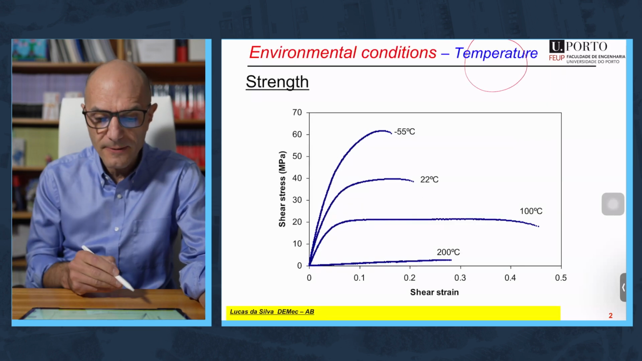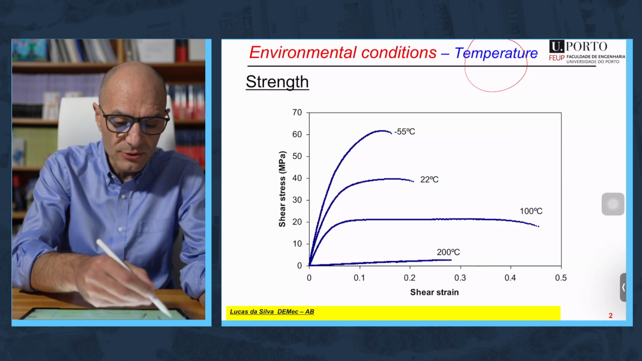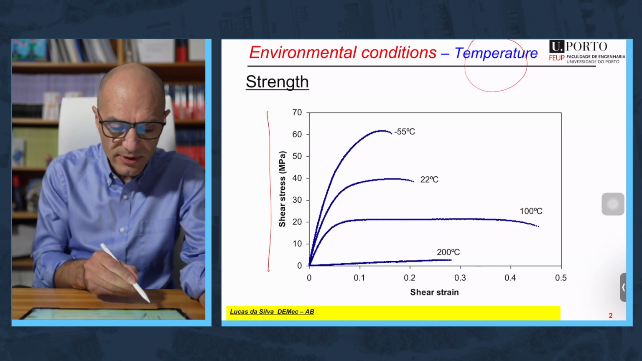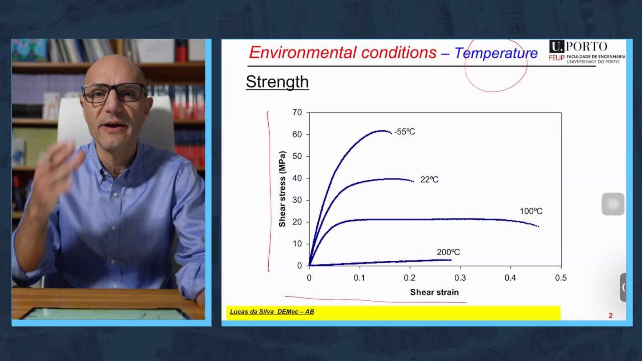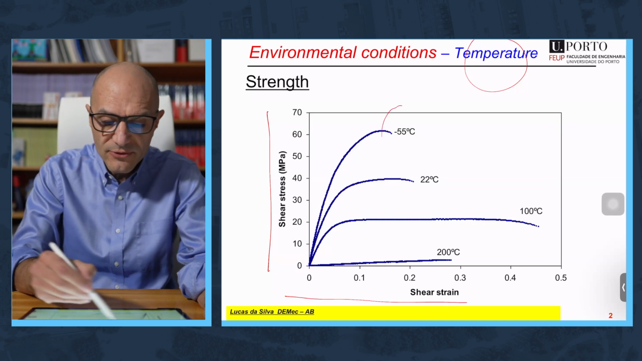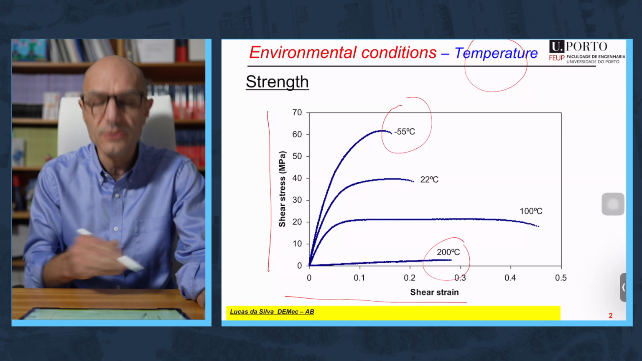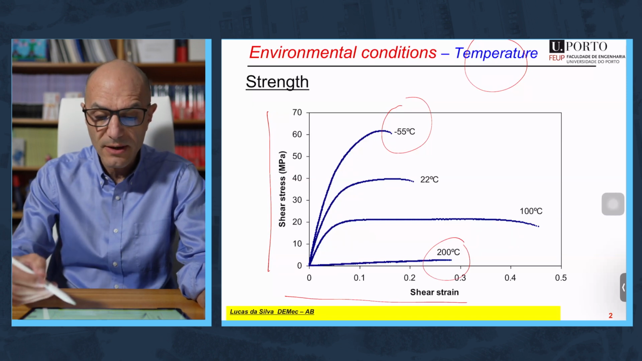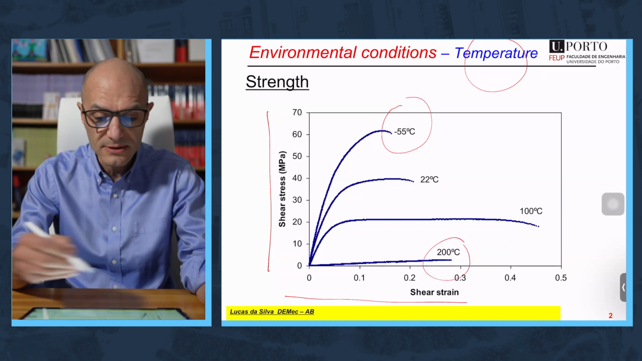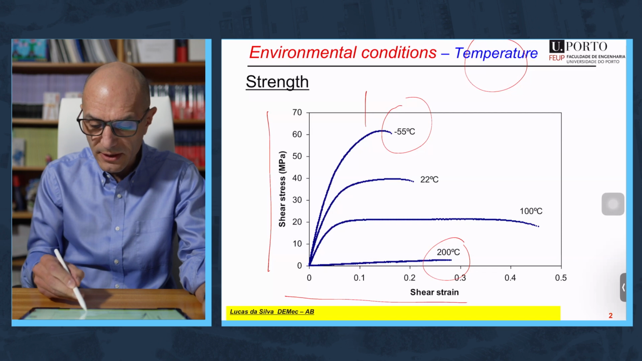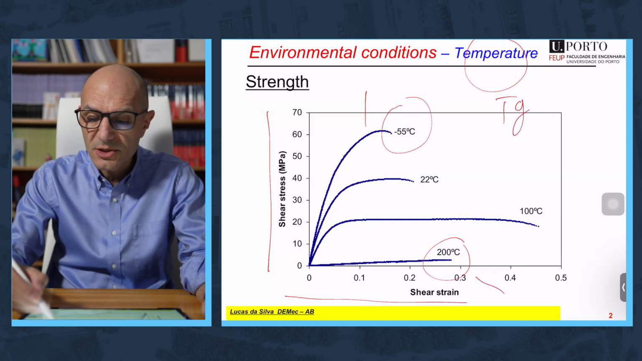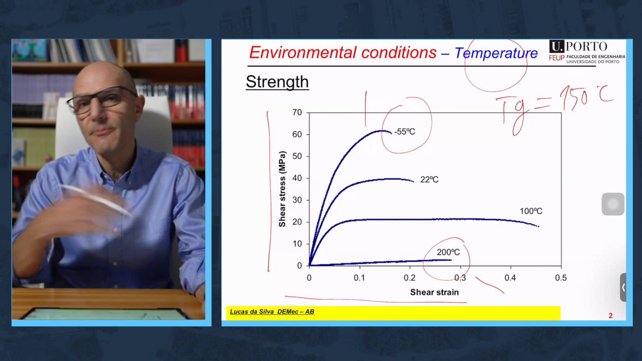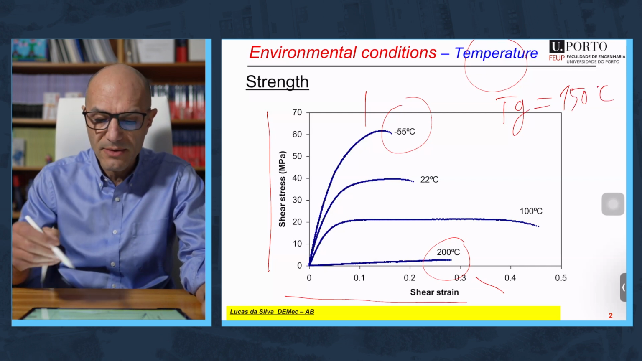Starting with temperature, you have here a graph that shows the shear stress versus shear strain for an adhesive tested at various temperatures from minus 55 up to 200 degrees C. As you can see, we are talking about different worlds. Here very stiff, very strong, and here extremely weak. I have to tell you that the Tg of the adhesive is about 150, so at 200 we are well over. It's not a structural adhesive anymore.